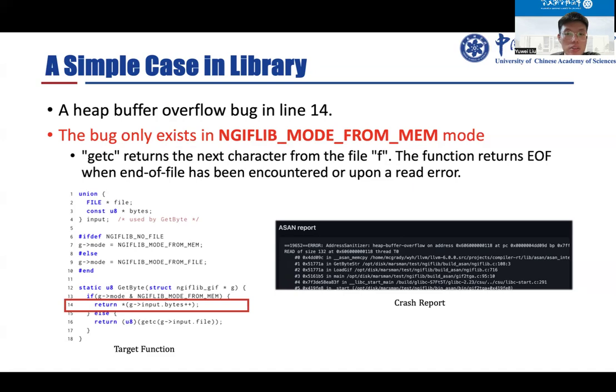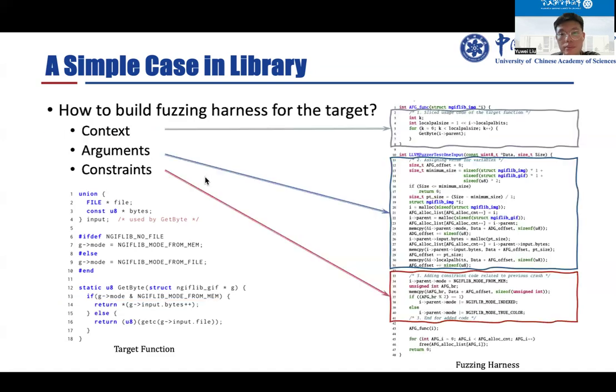But this crash of the fuzzing harness doesn't mean there is a vulnerability in the project, because it lacks the constraints. So we add the constraints according to the crash report of the previous fuzzing harness and rerun the new fuzzing harness. The crash still could be triggered, and now we can confirm that this is a real vulnerability.